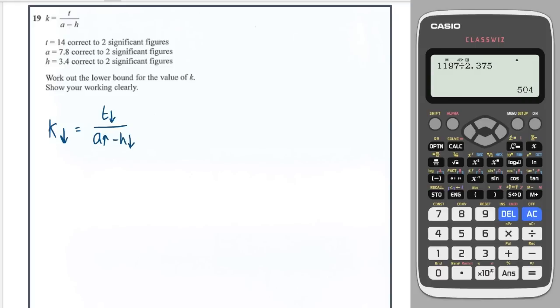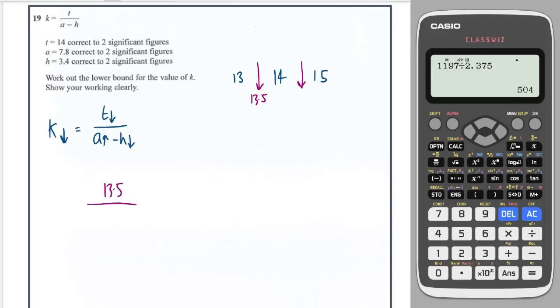Okay, so what I do for bounds is I start with t here, I put 14, and if I'm only using two figures, the next number along will be 15, and the number before will be 13. And the upper and lower bounds are halfway between each of these. So I'm looking for the lower bound, so that will be 13.5. Okay, so I'll write 13.5 here.